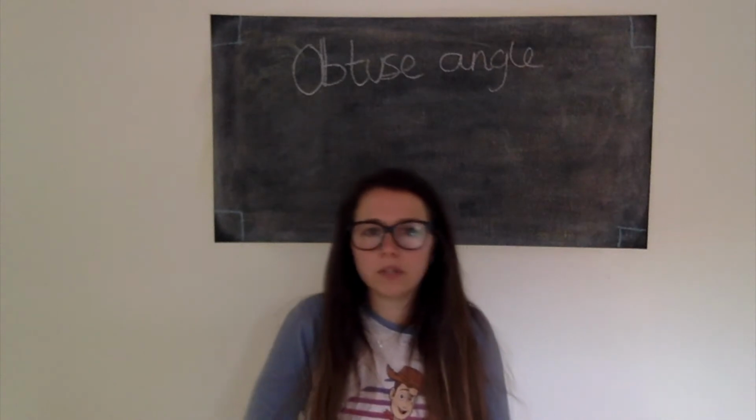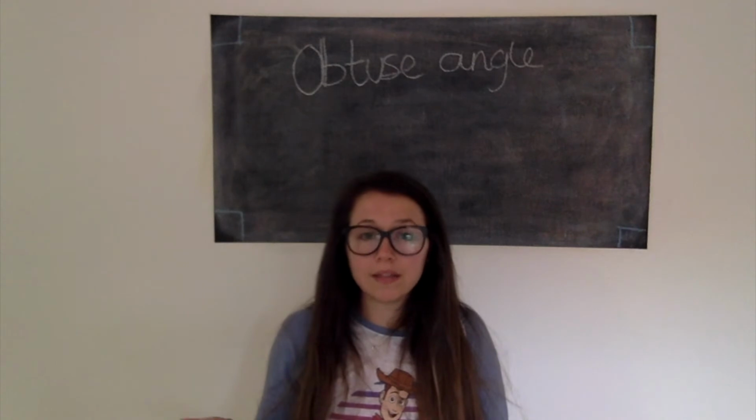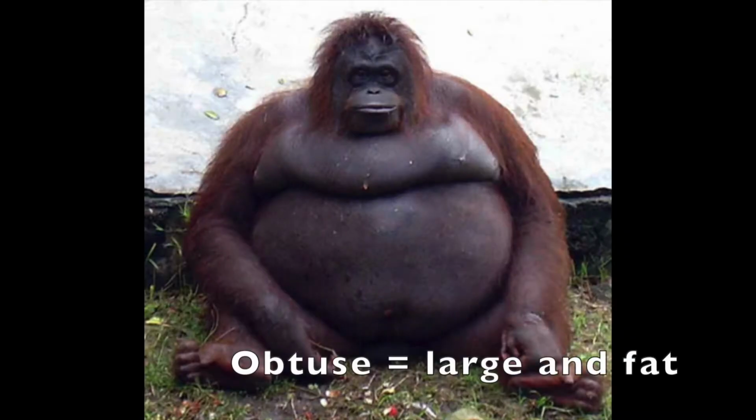Okay, the next angle I want you to think about is an obtuse angle. So can you write down what it is and can you have a go at drawing one? For the obtuse angle, I want you to be thinking about that word obese, which means large and fat, and I've got this picture here to help remind you.